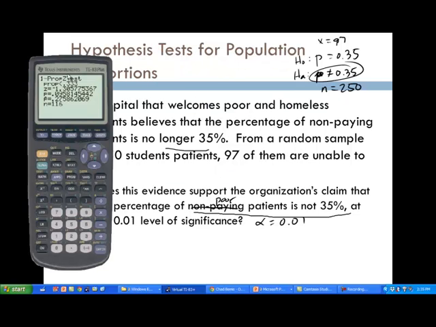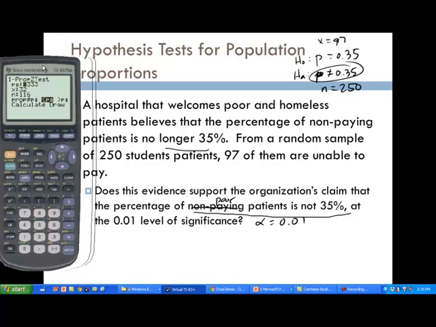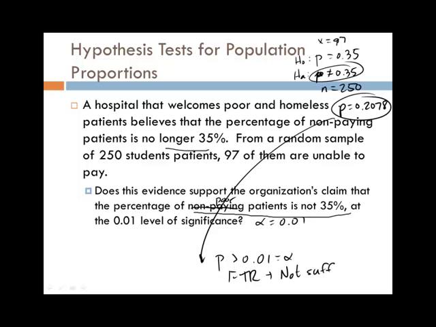So same idea with the calculator here. 1-PropZTest is same deal. Here we do the test with the compared proportion, which is 35%, where x is 97, n is 250. This is a not equal to, so this would be a two-tailed test, and we calculate. So 0.2078. So we fail to reject. P is much greater than alpha, so fail to reject. Therefore, no, not sufficient evidence to support the claim.